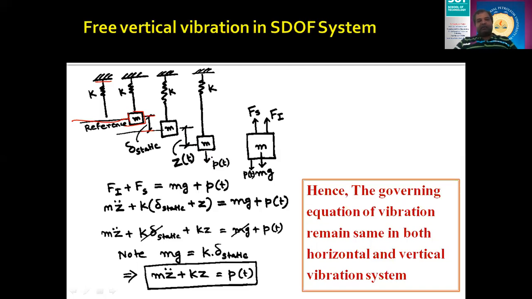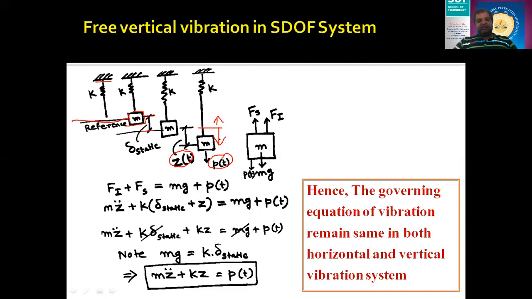In this case, I am not giving P of t, I am giving an initial disturbance to this system, so that it undergoes dynamic vibration or dynamic displacement of z of t. At this point, the vibrating system will vibrate in this way, right? So I am taking one directional displacement, which is z of t.